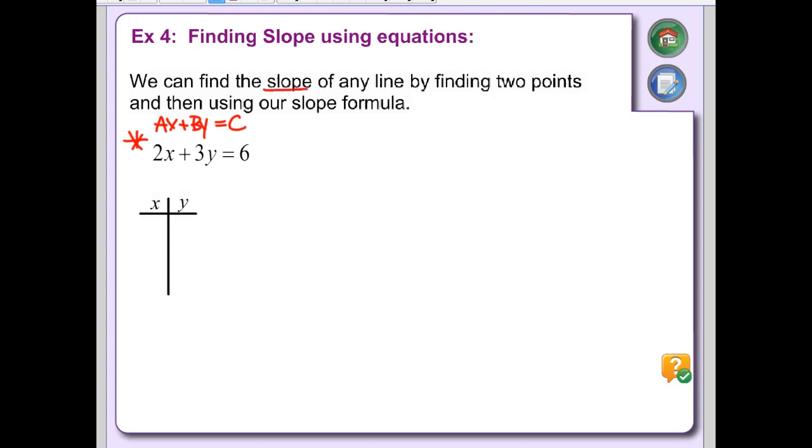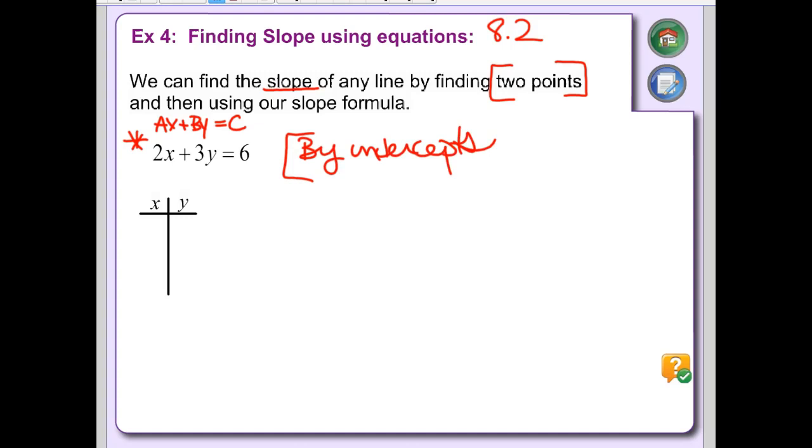Now they want me to find the slope of the line, finding 2 points, and then using those points in our slope formula. Well, if we're in standard form, this is what we learned back in section 8.2. If I'm in standard form, how can I find 2 points? Well, we can find the points by using our intercepts. Do you remember how we did that? If I'm finding the intercepts, then what I'm doing is the 0 thing.